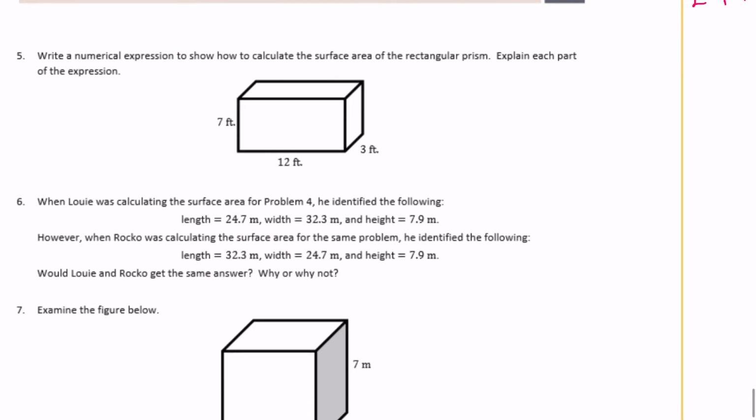Okay, number 5. Write a numerical expression to show how to calculate the surface area of the rectangular prism. Explain each part of the expression. So we're just going to write a numerical expression and explain each part. So 2 groups of, let's find the area of the bases. So 2 groups of 12 feet by 3 feet. So I'm just below it going to say that that is the area of the top and bottom bases.